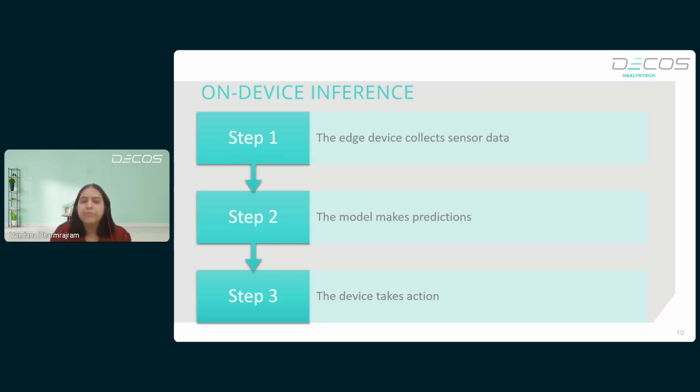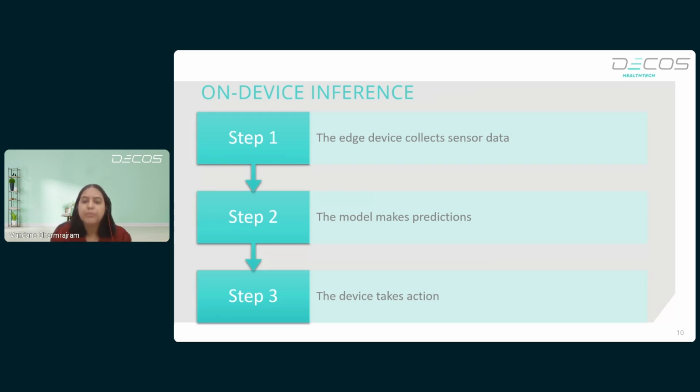So first step, the edge device collects sensor data. The microcontroller receives input from sensors like microphones, accelerometers, or cameras. This raw data is then pre-processed, for example, filtering noise, normalizing values.